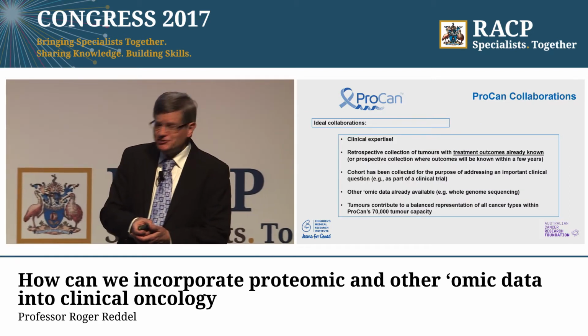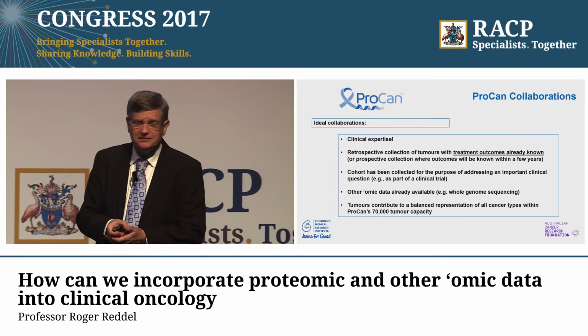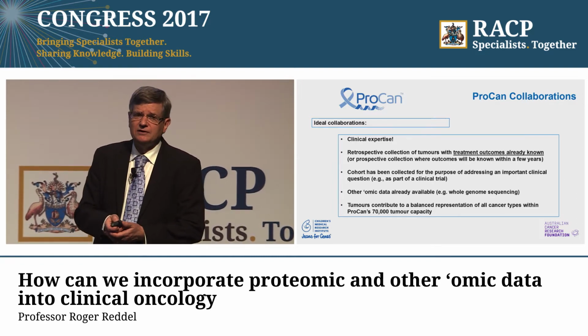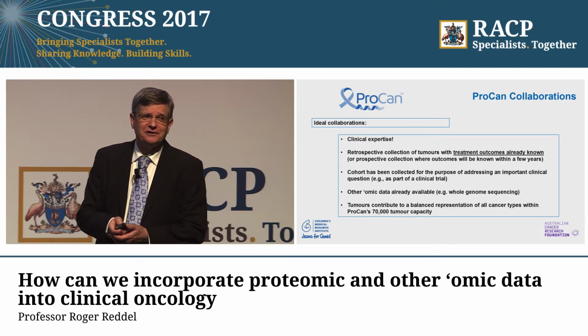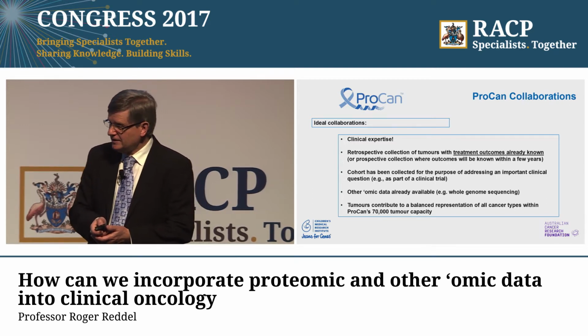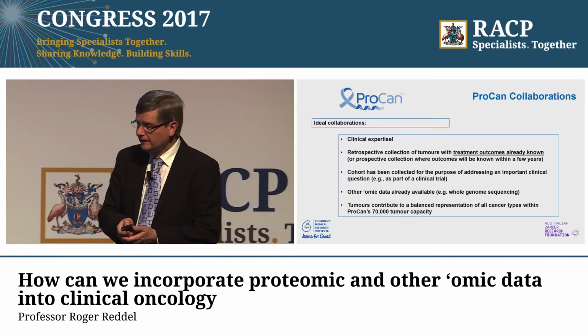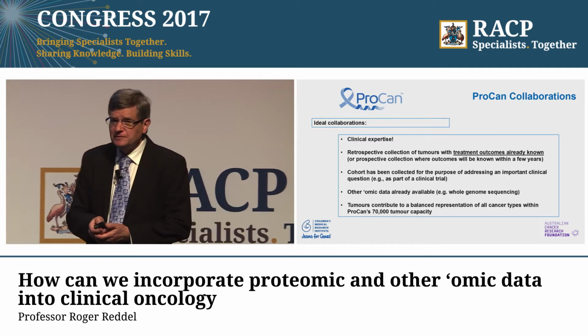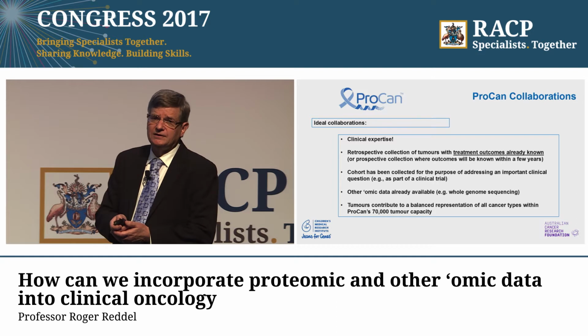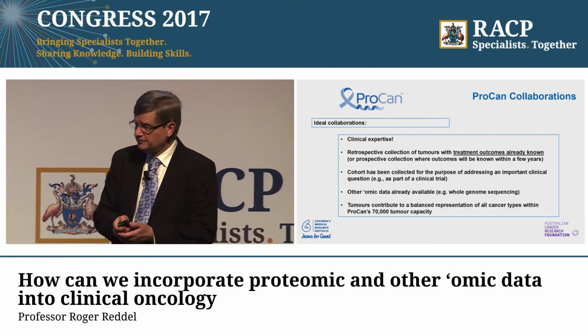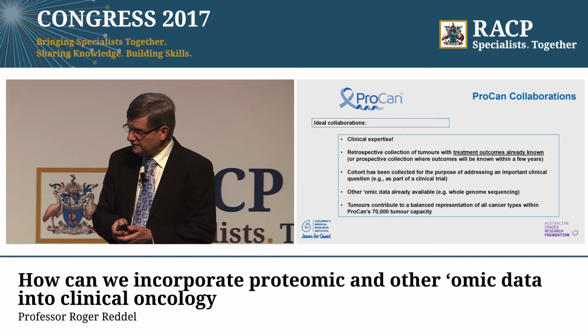The ideal collaborations are those where there's a very high level of clinical expertise. The absolute requirement for inclusion of tumors in this study is that the treatment outcomes are already known, or rarely prospective collections where the outcomes of treatment will be known very quickly. Ideally, the cohort would have been collected as part of a study to address an important clinical question, for example, as part of a clinical trial.